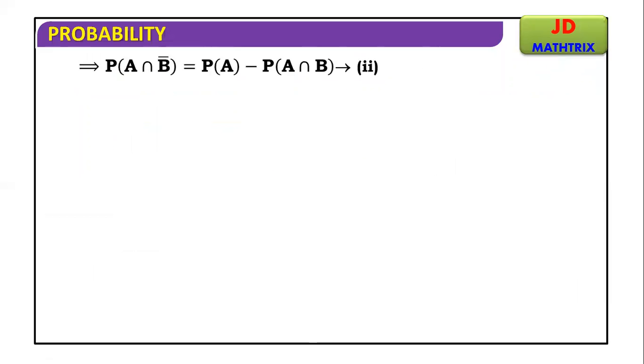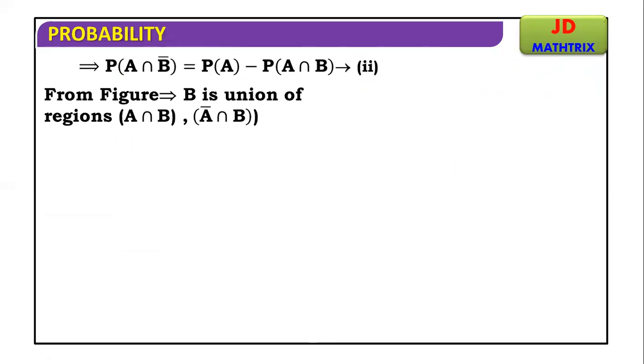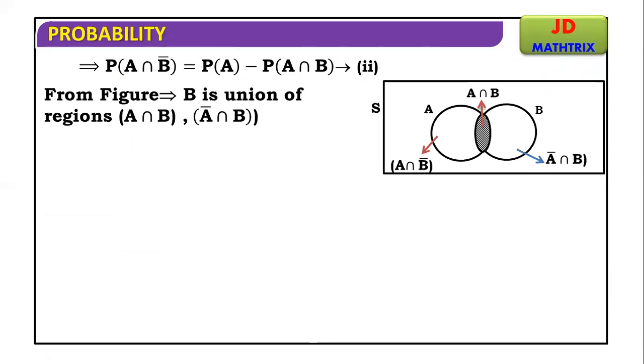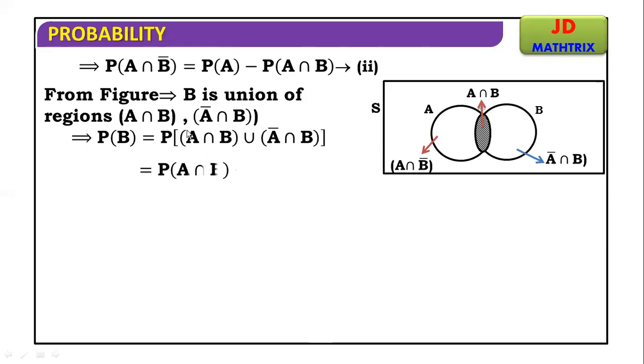Next, from the figure again, B can be written as the union of two regions, that is A intersection B and A bar intersection B. Then B can be written as A intersection B union A bar intersection B. Therefore, P of B is equal to P of A intersection B union A bar intersection B. Also, A intersection B and A bar intersection B are mutually exclusive regions. So the probability of the union is equal to the sum of their probabilities, that is P of A intersection B plus P of A bar intersection B.